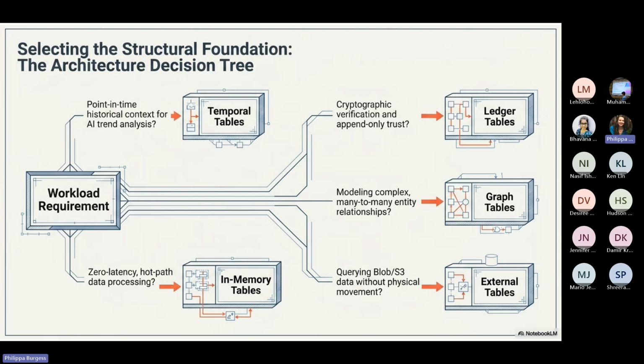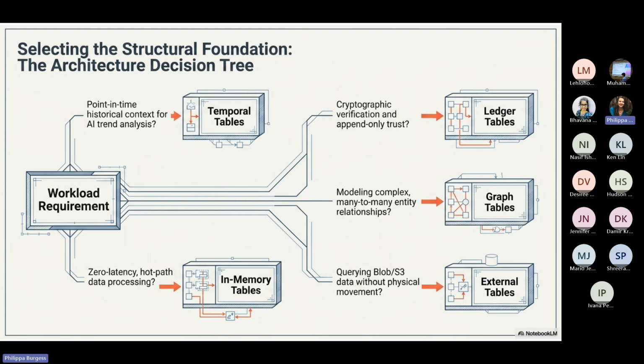Selecting the structural foundation, the architect decision tree: point-in-time historical content for AI trend analysis. The word temporal means time. And then looking at the workload requirement: zero latency, hot path data processing, in-memory tables. Another thing is understanding where the memory is, where does it live? Is it right there, hot data processing, or is it historical context, historical data?